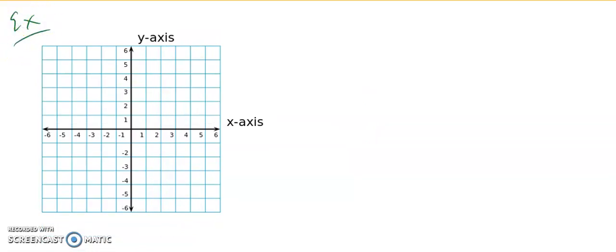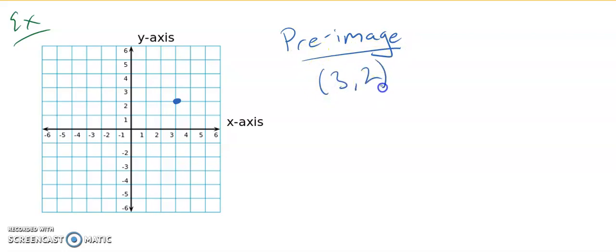We're going to put a point on this graph. I'm going to put that point right over here at 3, 2, because it's over 3 in the x direction, up 2. So here's our starting point. This is what we would call our pre-image. It's not the most interesting image because I just plotted it on there. I didn't do anything fun with it, so it's a pre-image.